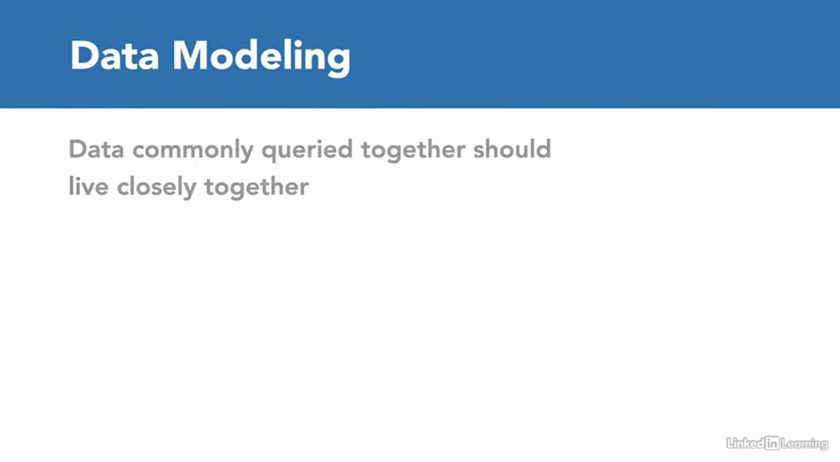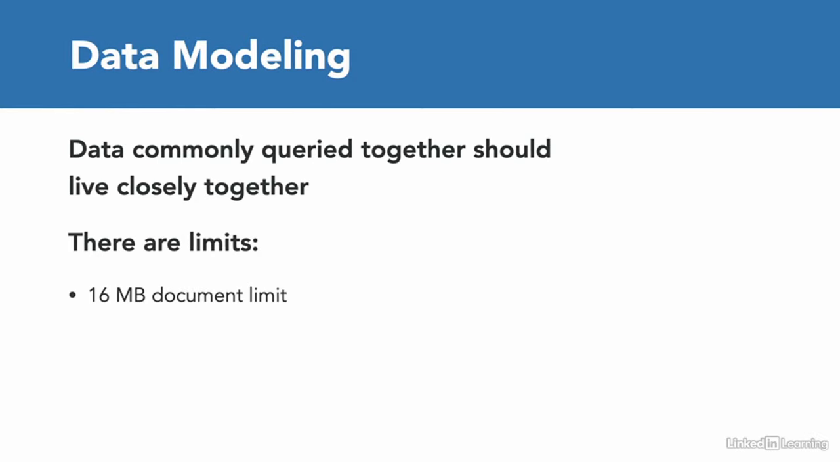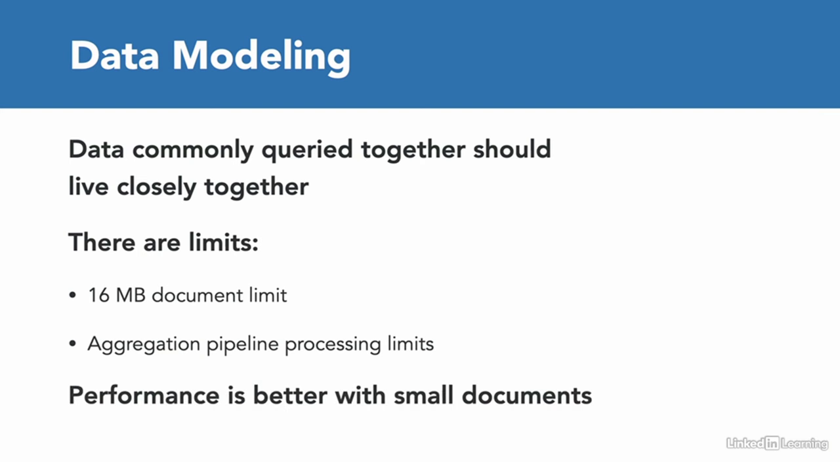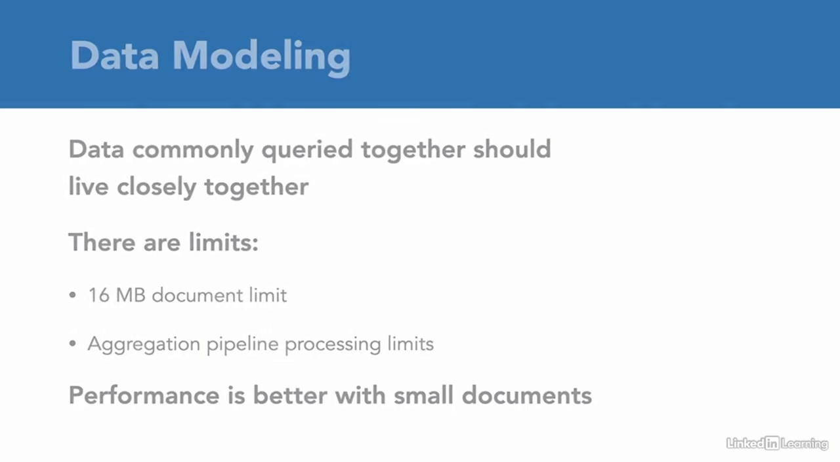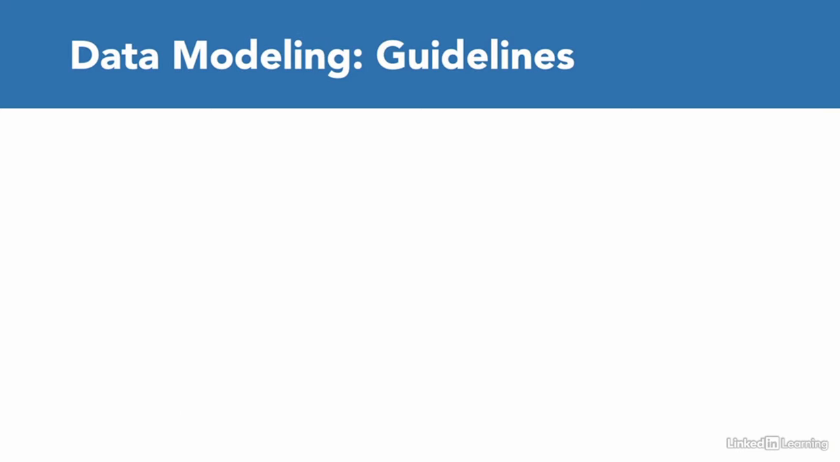However, you also have to contend with processing and storage limits, such as the 16 megabyte document limit and aggregation pipeline processing limits. And operations with big documents are not as performant as with small documents. So you cannot always keep all data together. There are a few general guidelines for what to put together and what not.